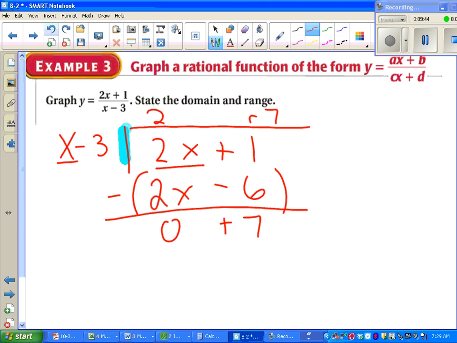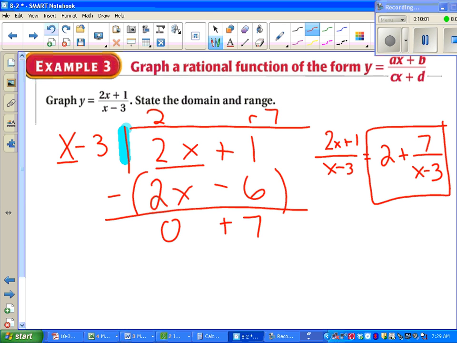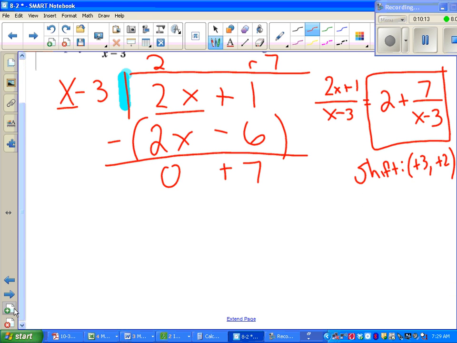Remembering from back in that chapter where we did the long division, the way we would write this is (2x plus 1) over (x minus 3) equals 2 plus our remainder over x minus 3. This looks a lot nicer for our purposes. Now I can see that my x shift is 3 and my y shift is 2. Beyond that, I can start graphing using my parent function y equals 7 over x.